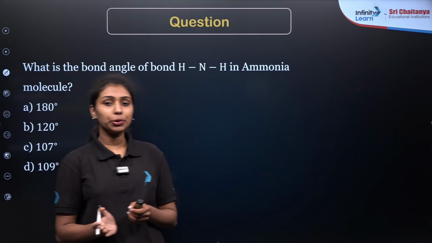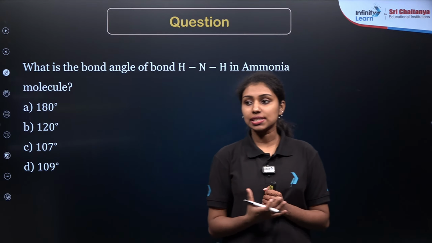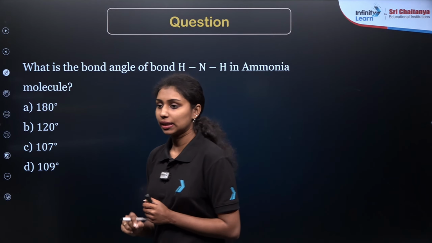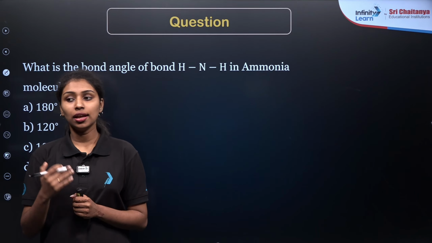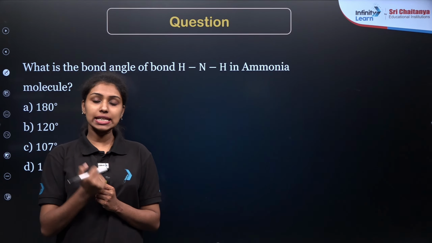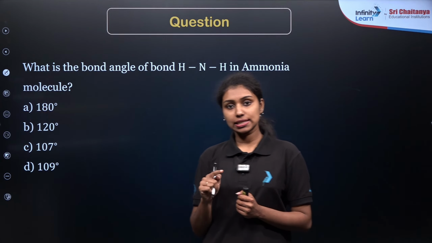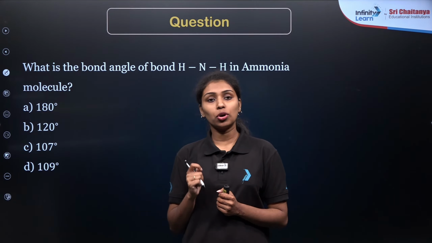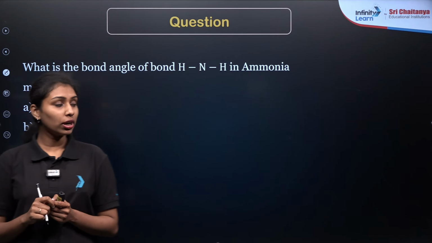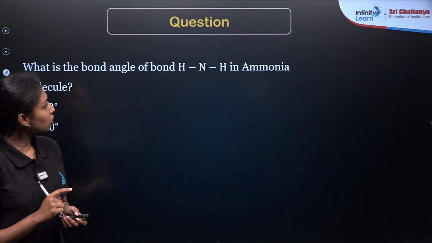While discussing hybridization, we discussed the exceptional case in sp3 hybridization. One of the examples is the ammonia molecule, right? We have already seen the structure of the ammonia molecule along with its bond pairs and lone pairs. While discussing at that time, I already mentioned the bond angle. So what will be the bond angle of the ammonia molecule, especially HNH?